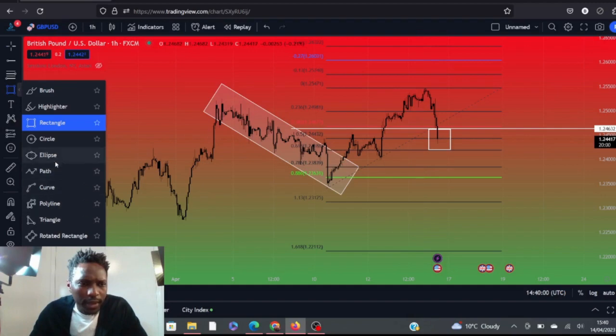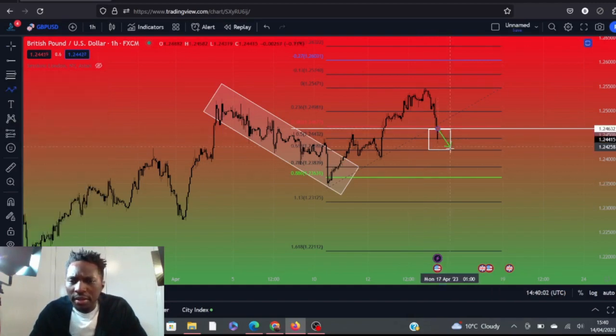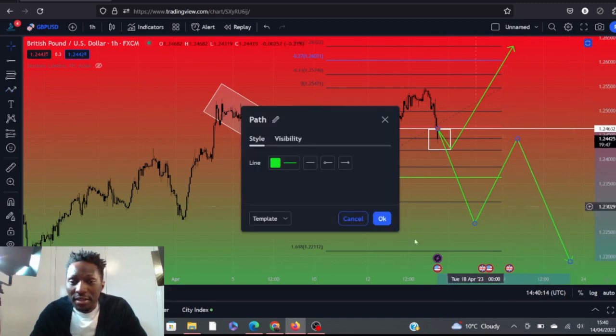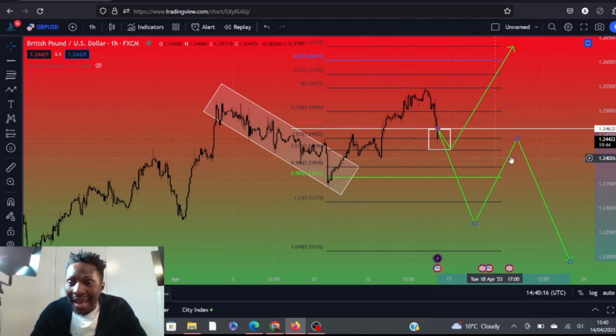Where's the tool I'm looking for again? The path tool. The market is either going to do this, or it's going to do this. The chances of any of these movements happening is equally the same. It's 50-50. Why? Because focus on the diagram that I showed you earlier. Go back, look at the diagram, and understand why I painted this picture I just showed you right now.